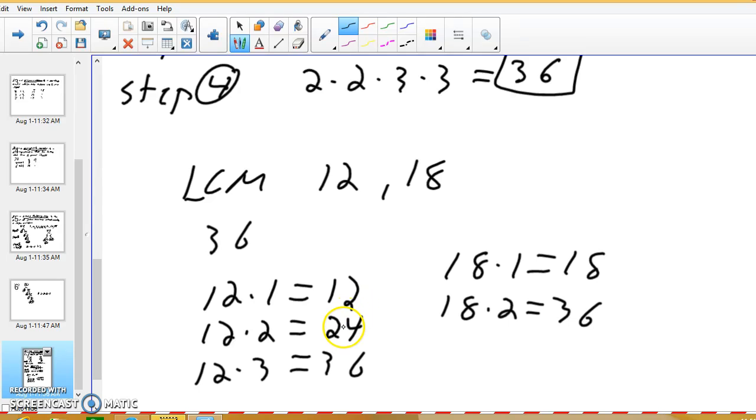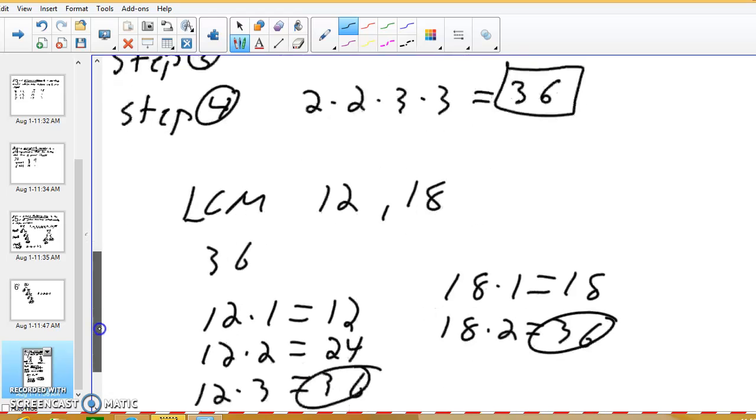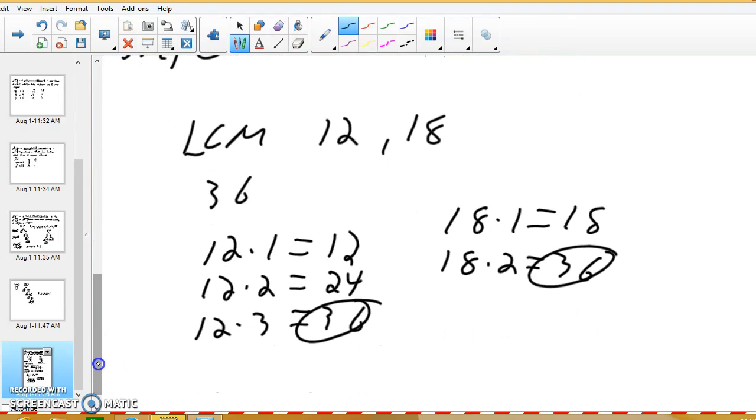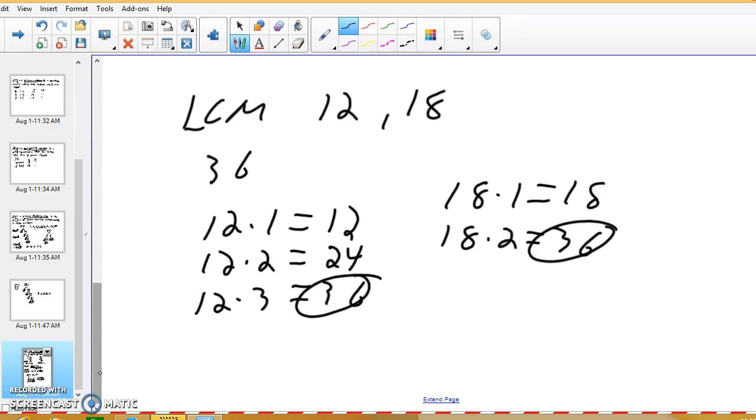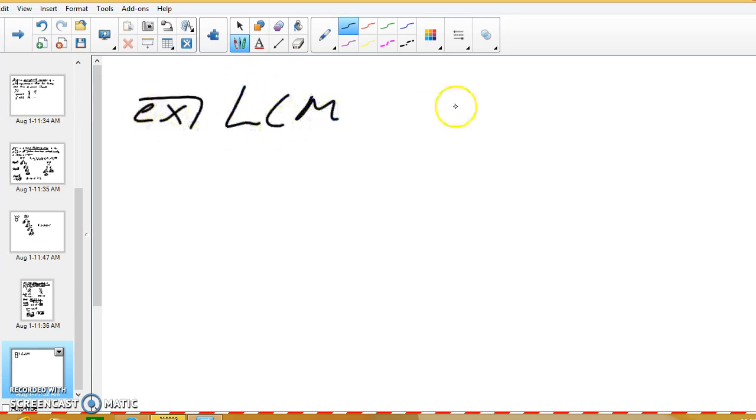So you see that the smallest multiple that they both go into is the number 36. We found it by going through our steps up here, and we proved it just by this simple table right here. So that is how you find the least common multiple of a number. So I'm going to give you guys an example to work on your own and see how you do. The example is find the least common multiple of the numbers 9 and 12. And you can work on that right now.